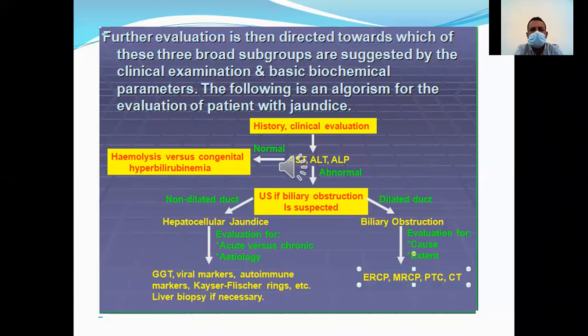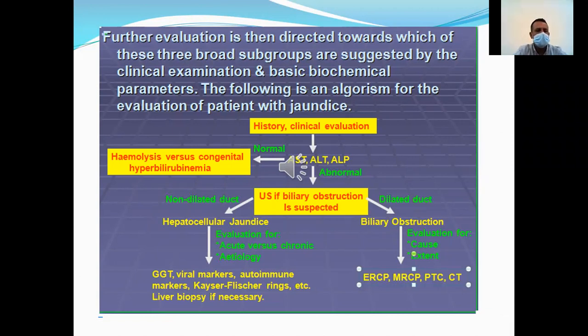The ultrasound can differentiate whether obstructive or not obstructive. If by ultrasound there is a dilated biliary duct, that means obstructive jaundice or obstructive liver disease. So to evaluate the obstruction, we look for ERCP, MRCP, PTC, or CT scan. These tests are very important to diagnose biliary disease. But when on ultrasound there is no dilatation of the duct, that means there is no obstructive disease.